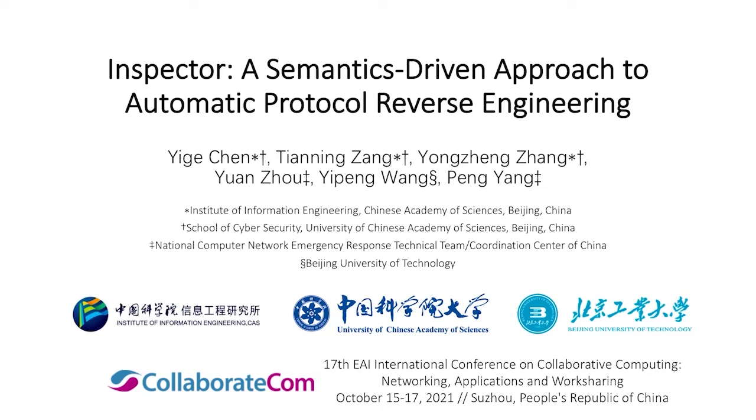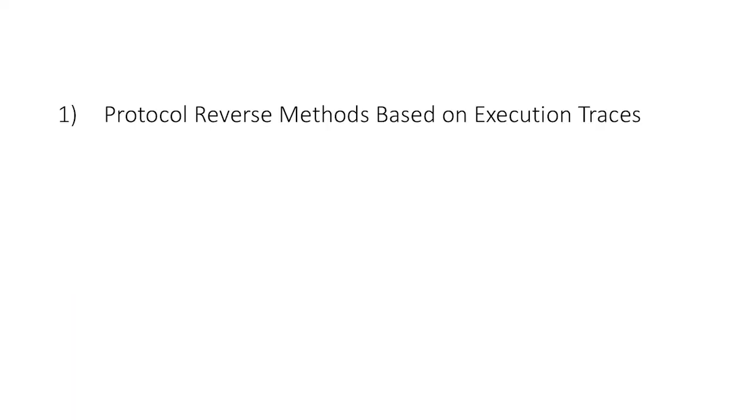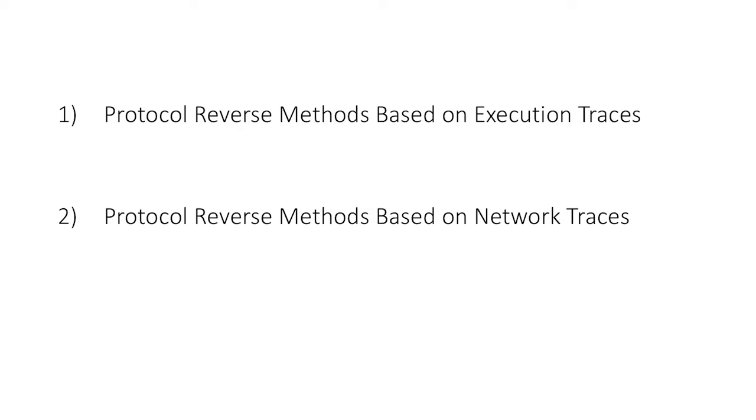This talk is about automatic protocol reverse engineering. In particular, I'm going to introduce the problem in realizing automatic reverse engineering and how we employ semantic fields to solve the problem. First of all, I would like to introduce two kinds of protocol reverse methods, namely protocol reverse methods based on execution traces and protocol reverse methods based on network traces.